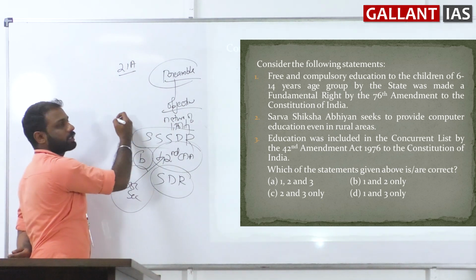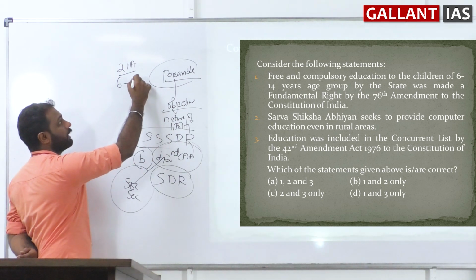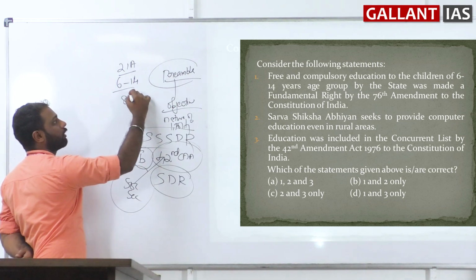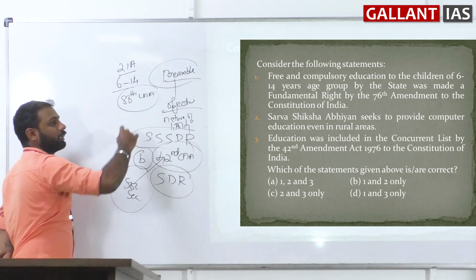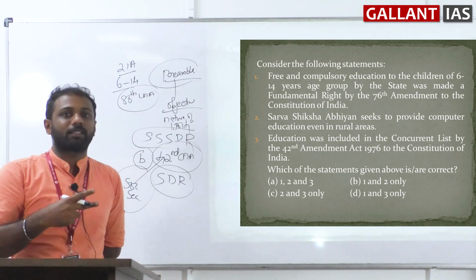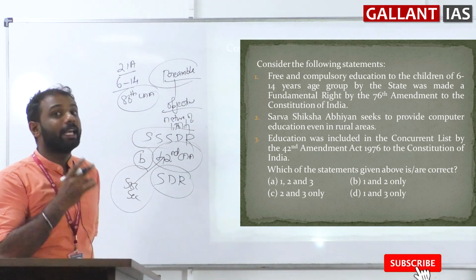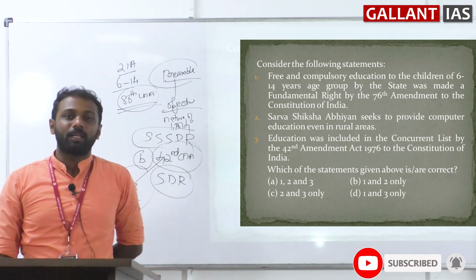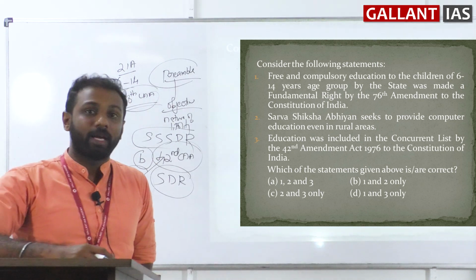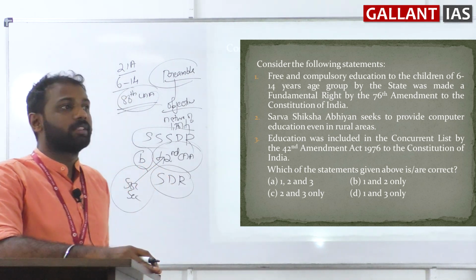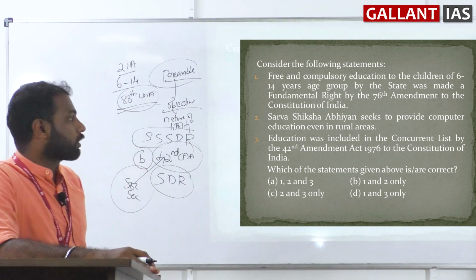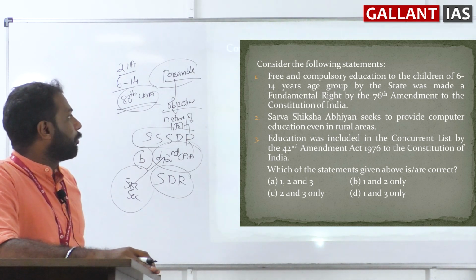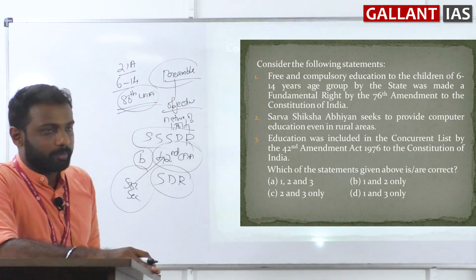Free and compulsory education of children of 6 to 14 years of age was added by the 86th Constitutional Amendment Act only. Here the number is wrongly given. The statement says it is 76. No, it is actually the 86th Amendment to the Constitution of India. The Constitution was amended and Article 21A was inserted, which made free and compulsory education of children aged 6 to 14 years a right. So one is a wrong statement here. Clear? And Sarva Shiksha Abhiyan seeks to provide computer education even in rural areas. That's a fine statement, correct only.